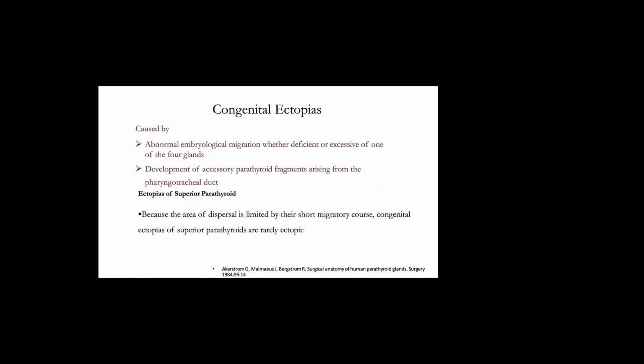But there could be congenital ectopias that could be caused by either deficient migration or excessive migration of one or more glands. And there could also be development of accessory parathyroid fragments. On the way in their travel, parathyroid tissue may be deposited along the track of their migration path. In single gland disease, this is okay, but in multi-gland disease, this is hell, because then you really have to be careful and keep resecting whatever looks like abnormal brownish tissue, right?